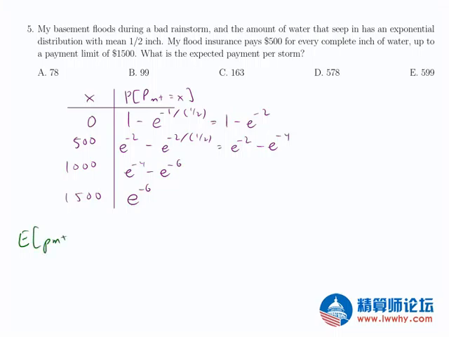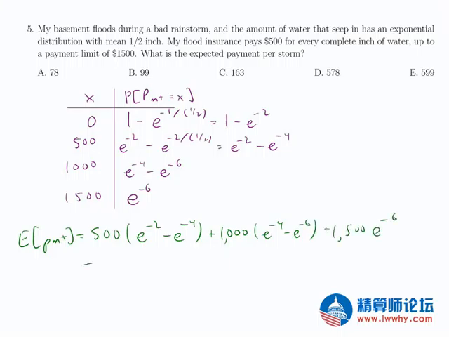It means that my expected payment, I'm just going to go through and add up all these possibilities. I get a payment of 0 times the probability of being 0. That doesn't show up here because the 0 goes away. I have a payment of 500 times the probability of a payment of 500, e to the negative second minus e to the negative fourth. I get a payment of 1,000 with the probability that the loss amount or the payment amount was equal to 1,000. And then finally I get a payment of 1,500 with probability e to the negative sixth.